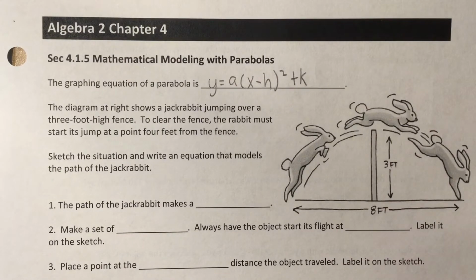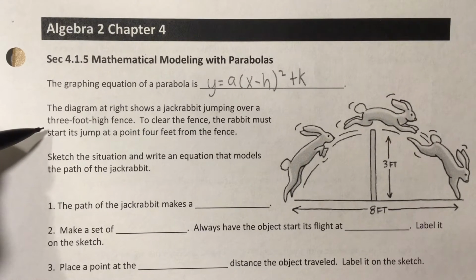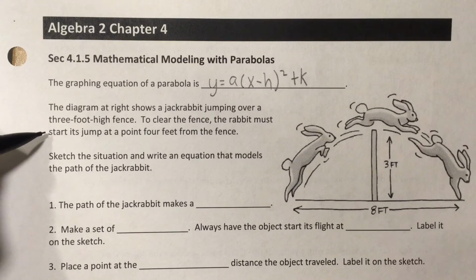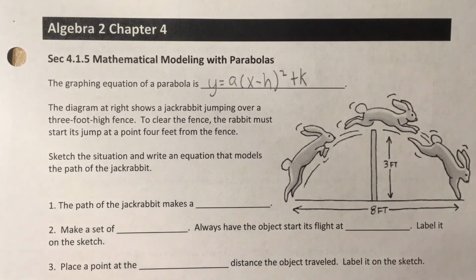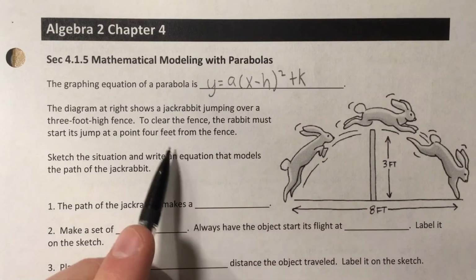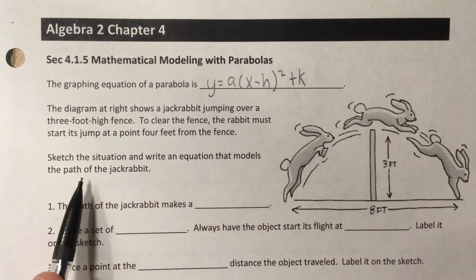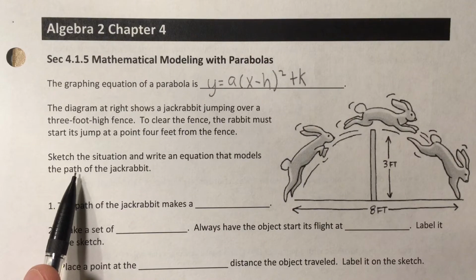So here we have a simple example. It says the diagram at right shows a jackrabbit jumping over a 3-foot high fence. To clear the fence, the rabbit must start its jump at a point 4 feet from the fence. Sketch this situation and write an equation that models the path of the jackrabbit.